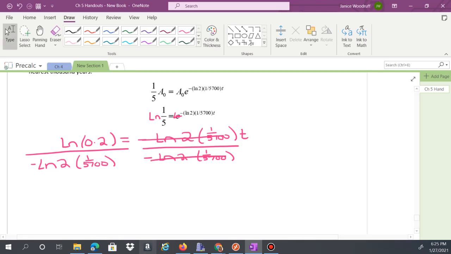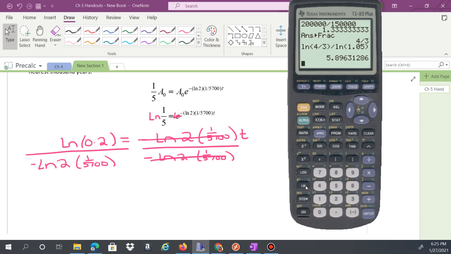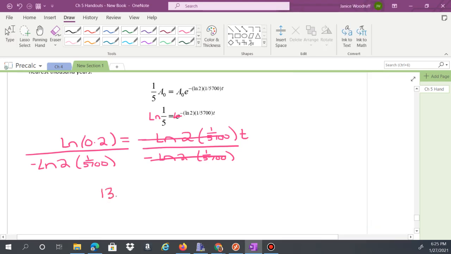So this is just putting it in our calculators. So let's see. I am going to go natural log 0.2. I can just do that. There's only one term in the numerator. Now here in the denominator, I'm going to go parentheses, negative ln 2, close that, and then open parentheses, 1 divided by 5,700, close parentheses, close the denominator. So 13,2, and we'll just go 35. So 13,235 years is that estimation of how old this is.